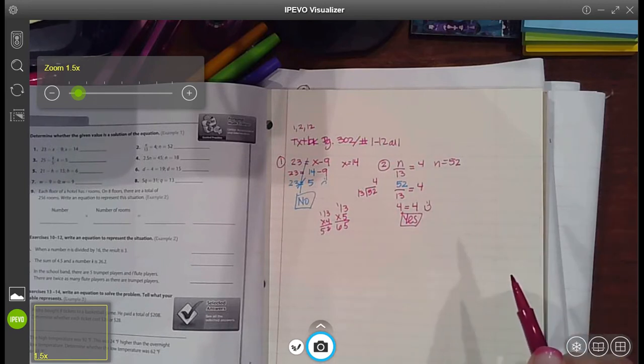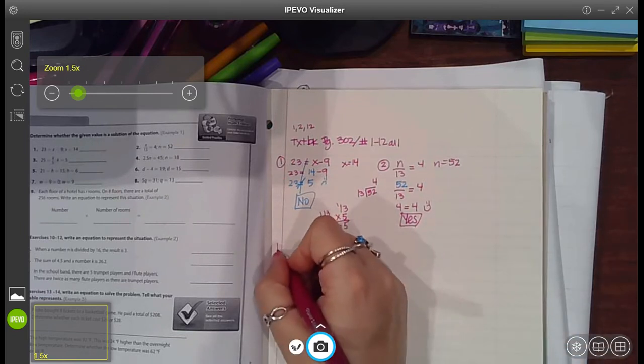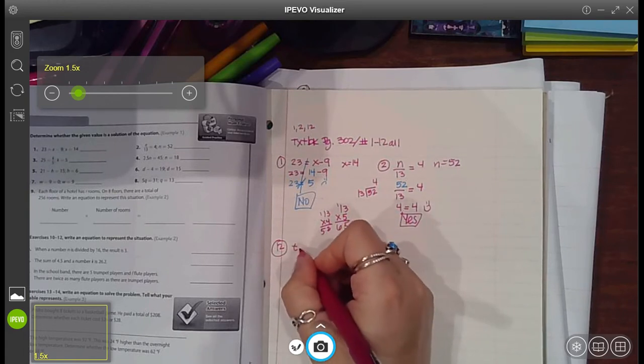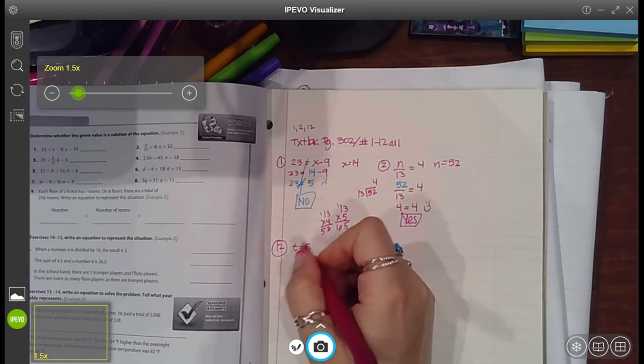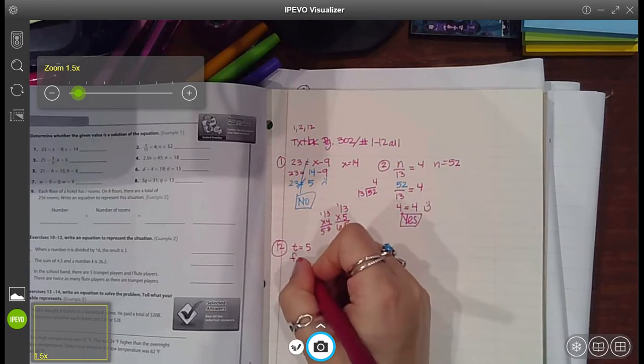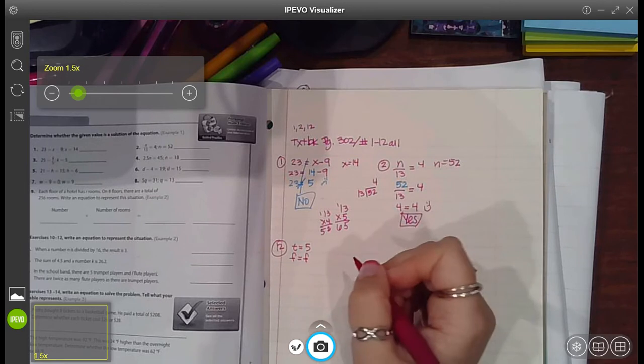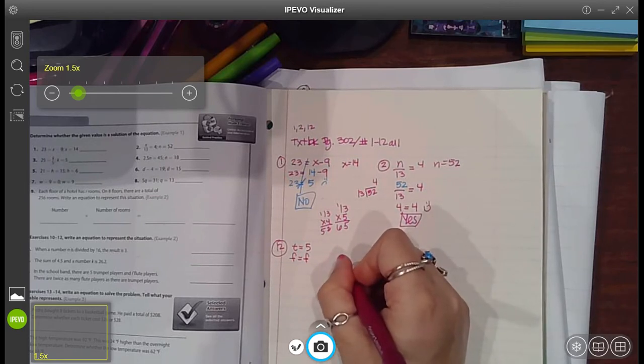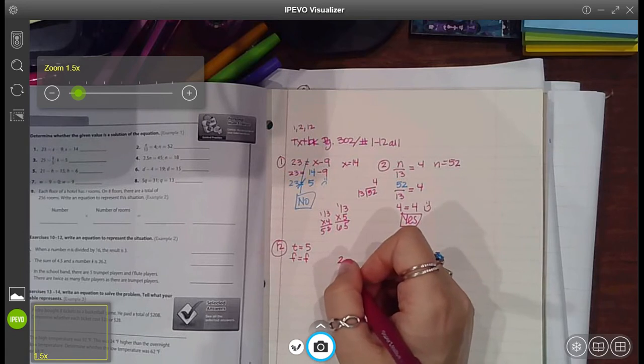Okay, and then for the bottom ones, you're writing the equation. So let's try number 12. Number 12 says, in the school band, there are 5 trumpet players. So trumpet players, they're 5. Flute players, they said there's F amount of flute players. Okay. There are twice as many flute players as there are trumpet players.